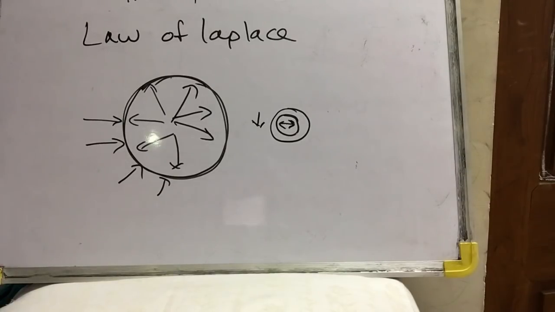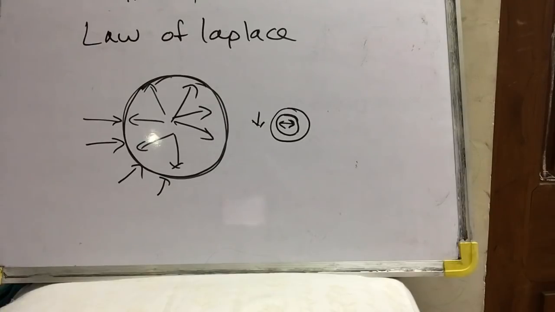It is directly proportional to the flow and inversely proportional to the cross-sectional area. That means if the flow is more, then the velocity is more. If the cross-sectional area is more, then the velocity is less. It is inversely proportional to the velocity.